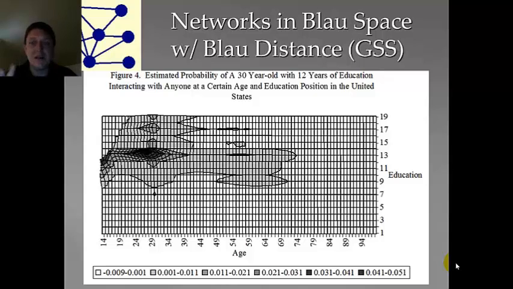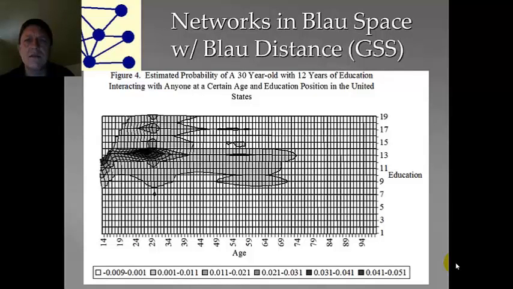It's the idea that an education-age space, like in this graph, right? It's just a graph with an x and a y axis. It creates a space that is just as real as geographic distance. And the number of people in any one spot or in any other spot in this Blau space determines how much contact there's going to be between people in those two positions. Homophily comes into play.